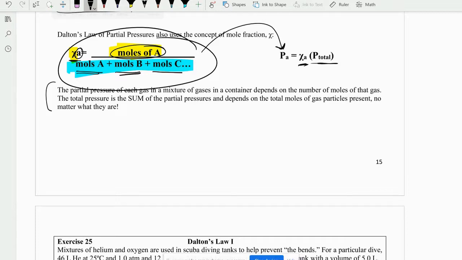But at the end of the day, the partial pressure of each gas in a mixture in a container is going to depend on the number of moles of that gas. And so the total pressure is going to be the sum of the partial pressures, and it's going to depend on the total moles of gas particles present, no matter what they are. Okay, let's do an example.